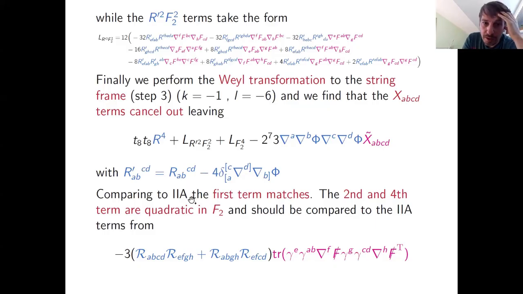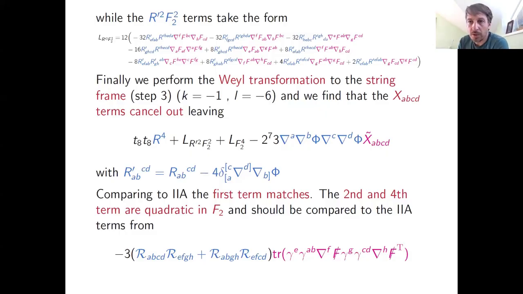Now, if we try to compare this, we've done all the steps to reduce the R to the 4 term from 11 to 10 dimensions. And now we should compare this expression to what we have in type 2A. If you look at the first term, it's precisely what we expect, right? It's T8 R to the 4th. That's the term that we have in type 2A. So that's good. But if you look at the second and the fourth term here, they're quadratic in F2. This is also quadratic in F2.